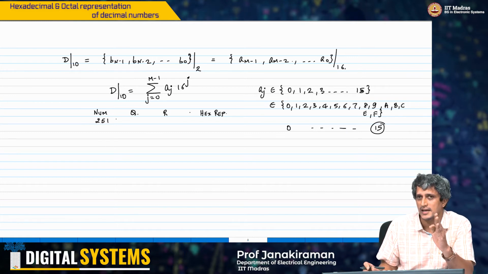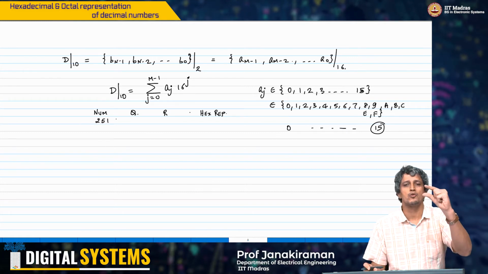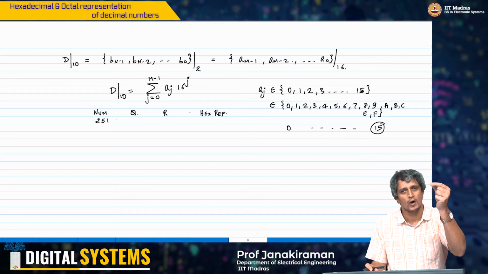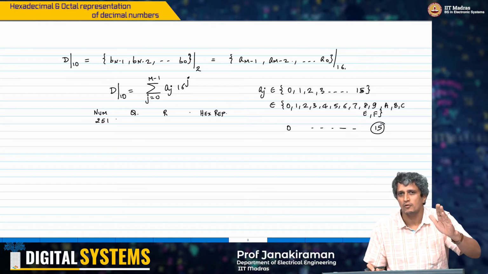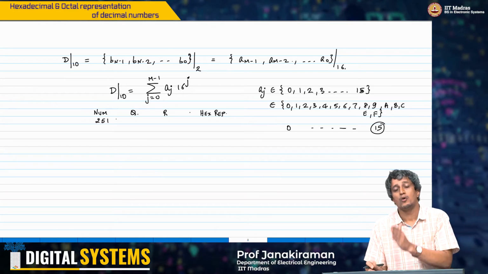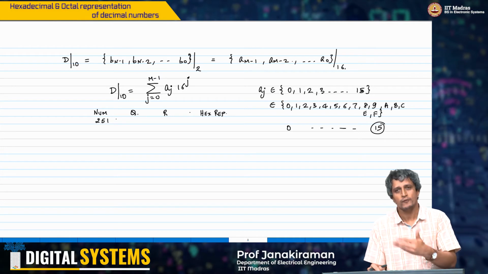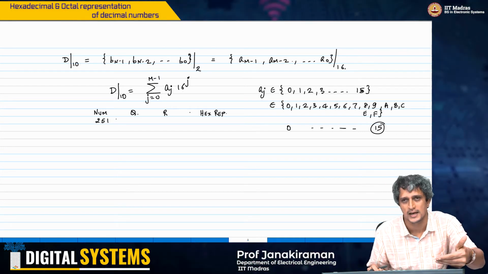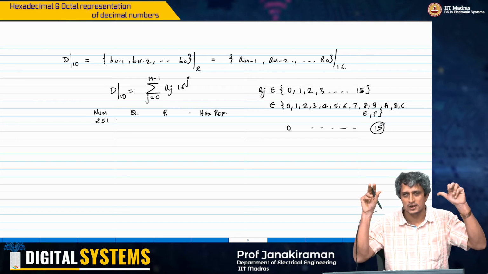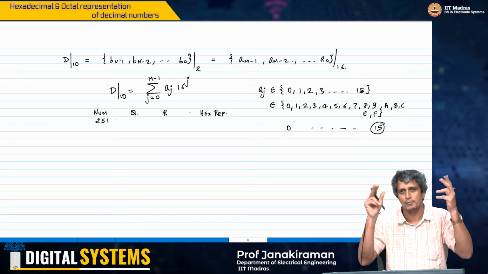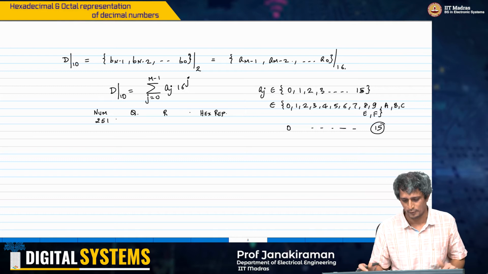In the binary case, we didn't have a problem because we had to deal with only a subset of numbers, 0 and 1, and therefore we didn't have to worry about extra symbols. Now in the hexadecimal number system, I have to worry about it because I'm going past 9 and I don't have numbers to represent in terms of symbols beyond 9. Therefore, I'm going to alphabets.